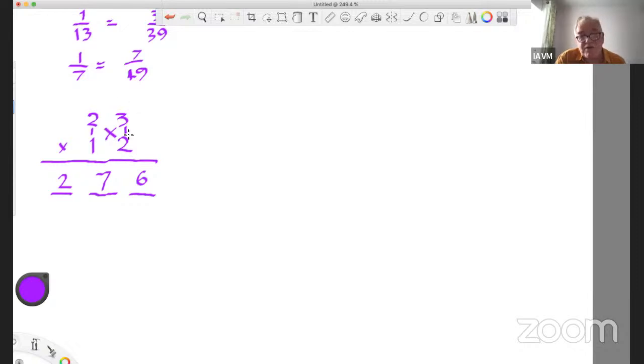And you can work it from the left or from the right. So if we have 37 multiplied by 42, if we work from the left here, we will have 3 times 4, 12.